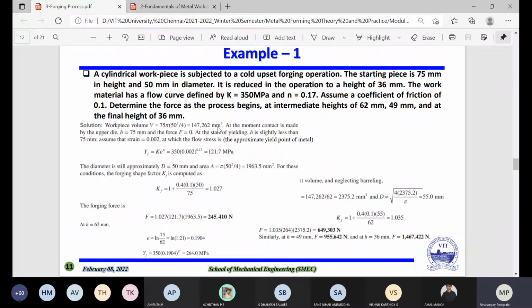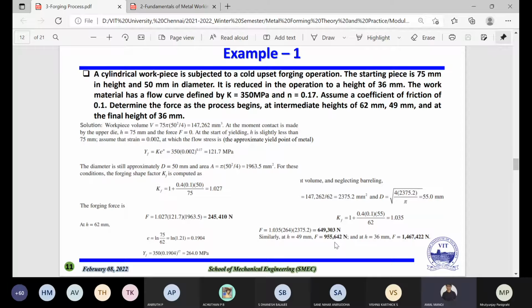If you have the volume and your intermediate height is given as 62, you can find the area. The moment you have calculated A, you can find D. So D is 55. This is justified because the initial diameter was 50 and now it has increased to 55, right? Then Kf you will get 1.035. Are you getting Kf equal to 1.035? Yes, sir. Then F with the same equation, you will get 649 kilonewton. Sir, could you just tell again how did we get 0.002?